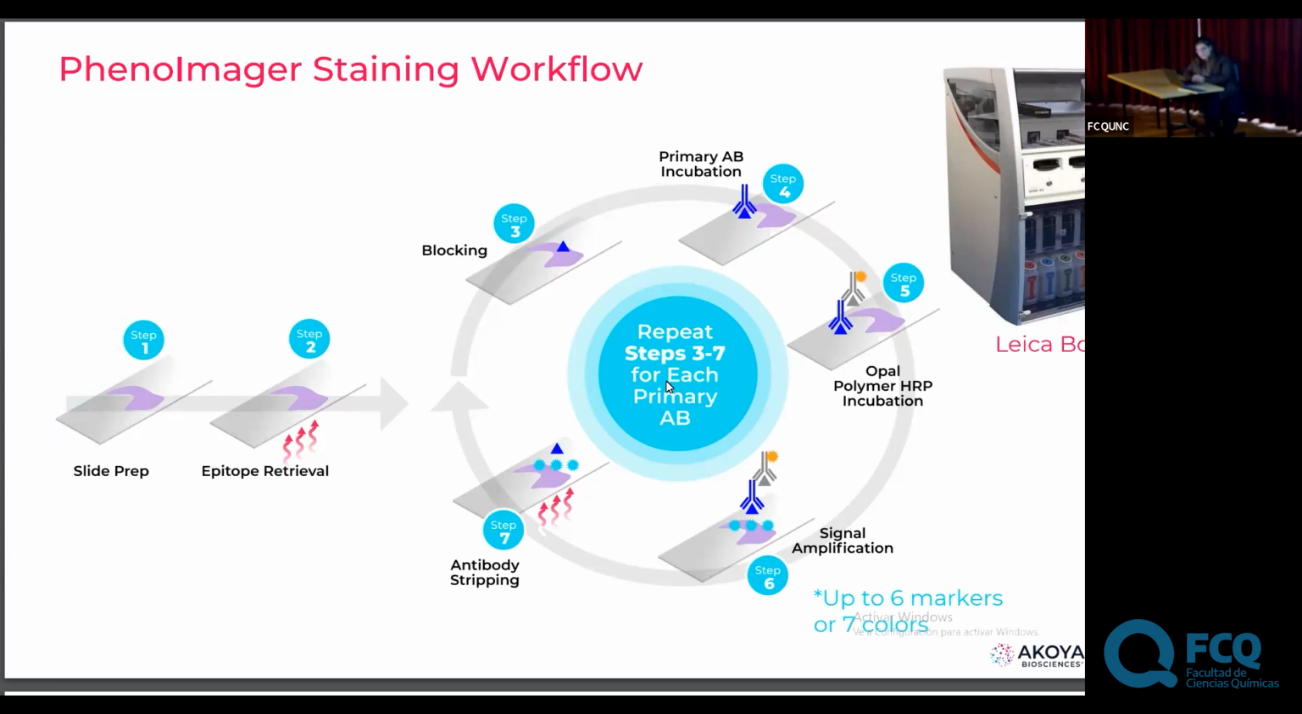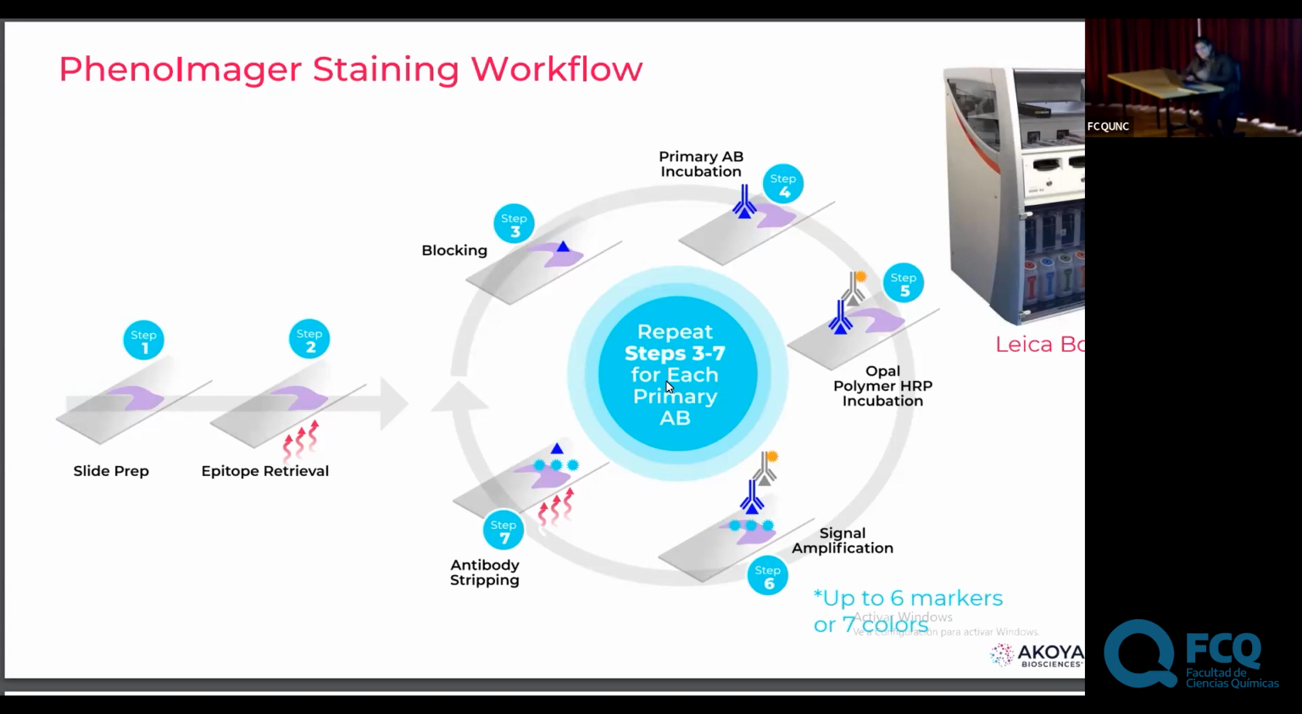Step three, after epitope retrieval, the slides are treated with a blocking agent to block potential non-specific primary antibody sites to decrease background and signal to noise. Our step 4 is going to be our incubation with our primary antibody. And then step 5, we're going to incubate our slides with our secondary antibody conjugated with HRP of the same species as the primary.